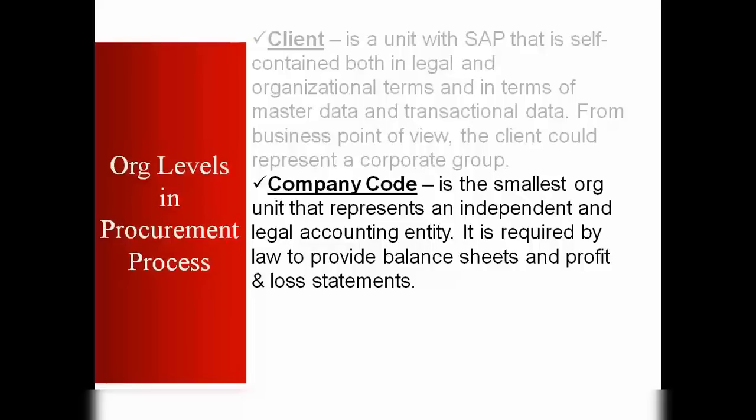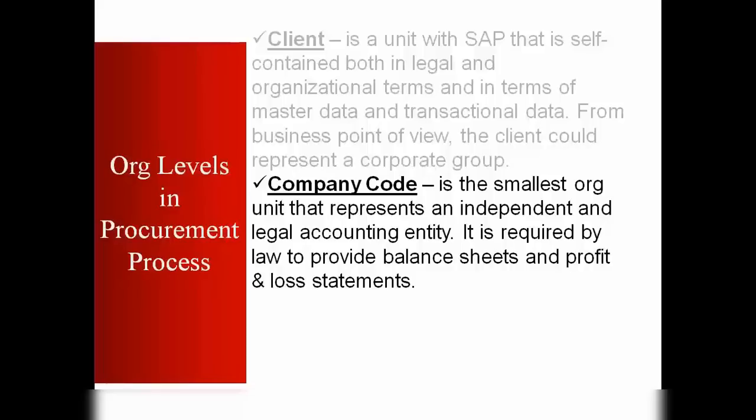For example, if my company is a multinational company all over the world, with one branch in Australia, one in the US, one in Canada, maybe I can have one company code for Australia, one for US, one for Canada. So that's your company code. Then the next level down is plant.